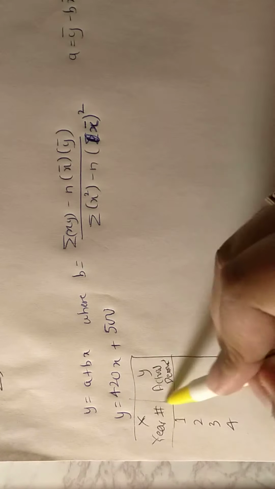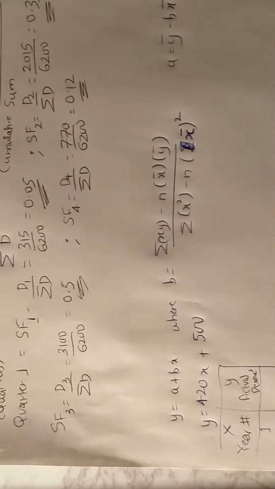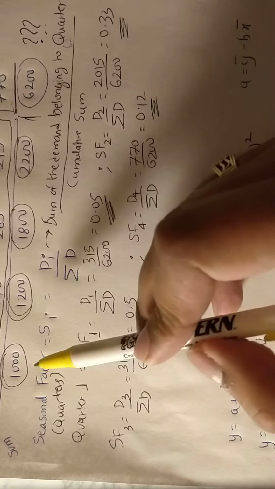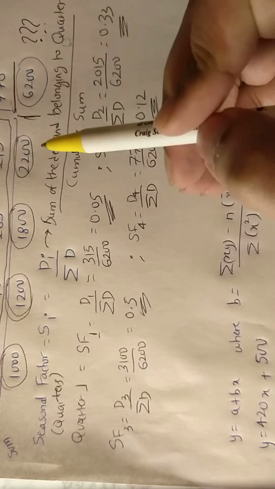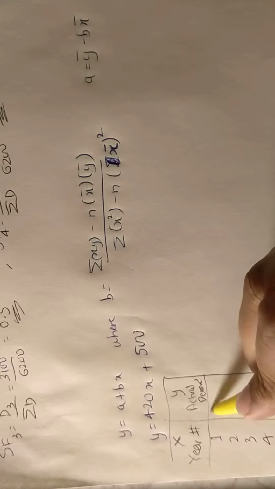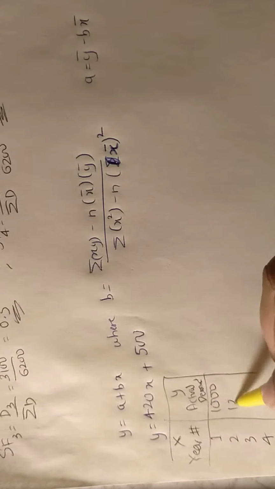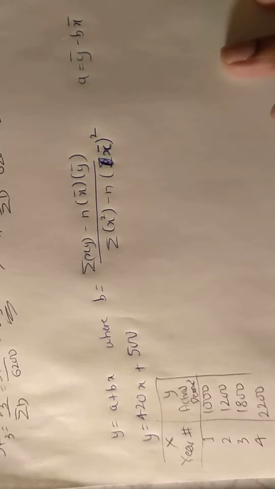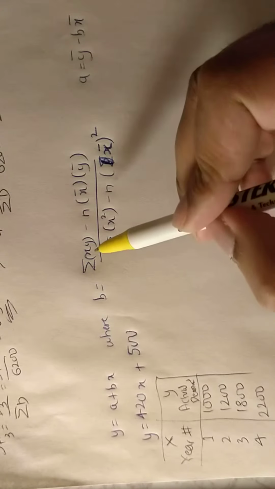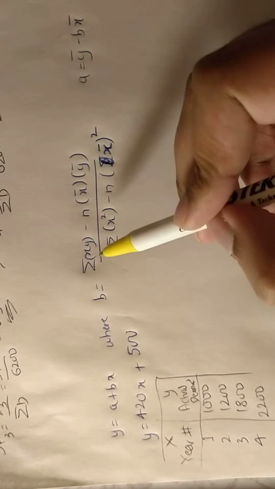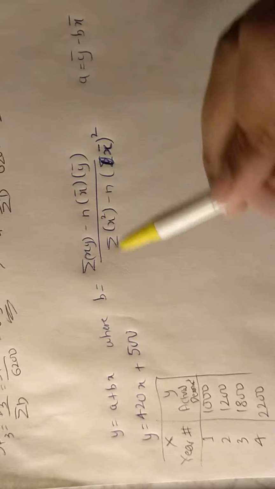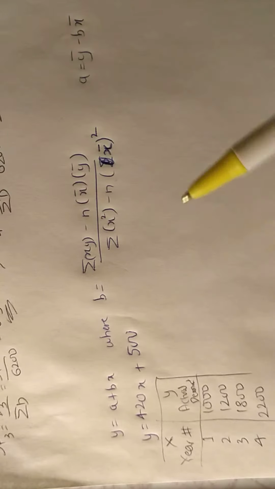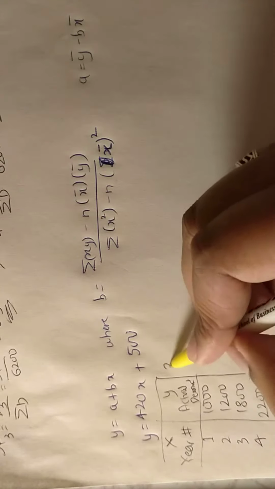So the Y values, now we know the Y values: 1000, 1200, 1800, and 2200. So now it's just a matter of calculating summation of xy, x bar, y bar, summation of x square, and we did this in a previous video.